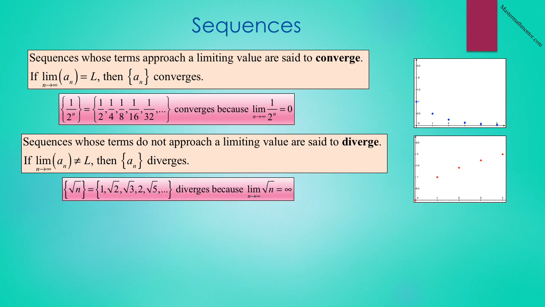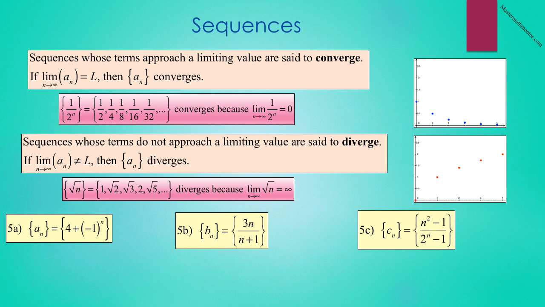As an example, we look at the sequence the square root of n, which is 1, the square root of 2, the square root of 3, 2, the square root of 5, dot, dot, dot. That is divergent because the limit as n approaches infinity of the square root of n is infinity. If we look at the dots, they're getting higher and higher without bound.